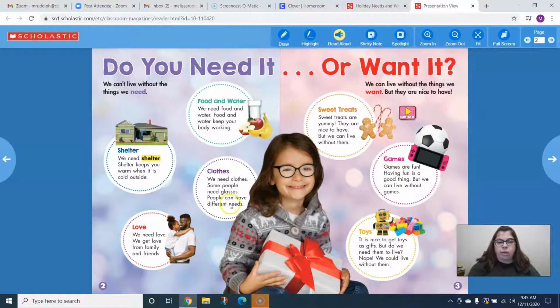So I want you to realize that there are certain things we need to be able to live and live well, but there's also some things that we want that we don't need to be able to live, but they're nice to have. They bring us joy.